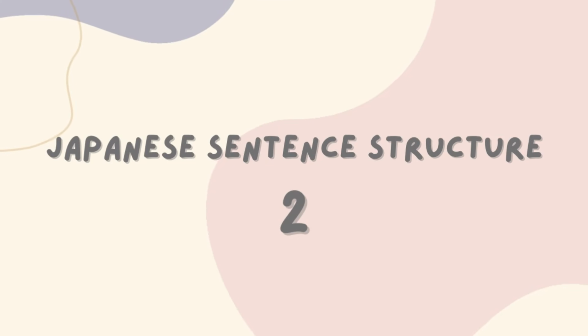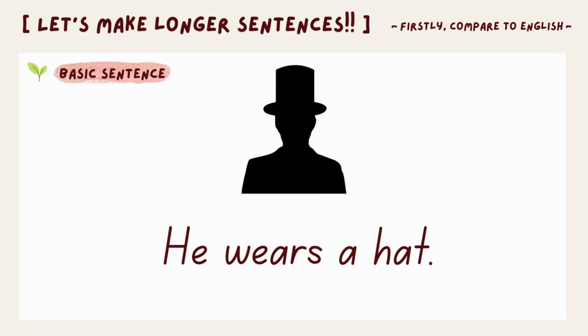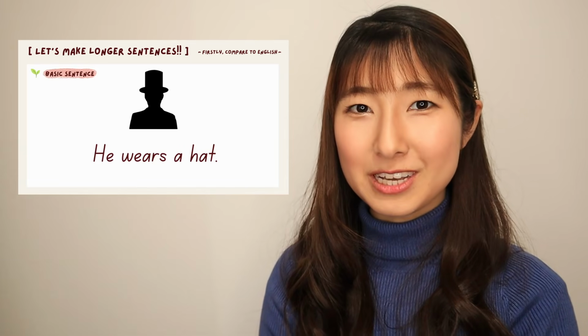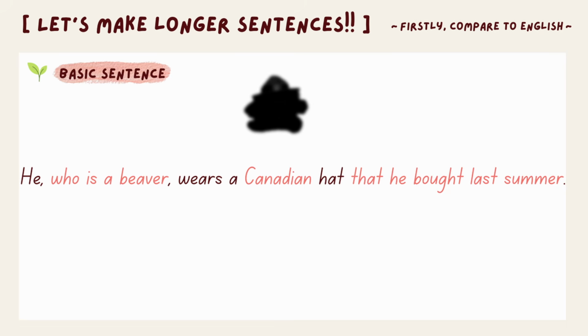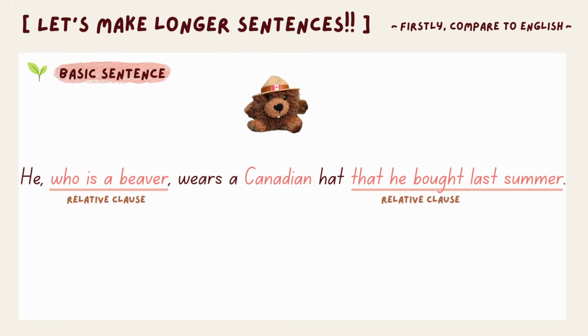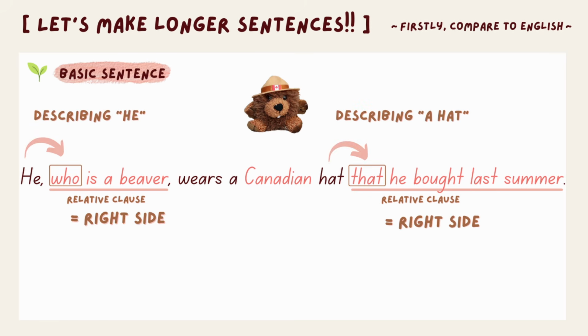Next, let's make the sentences longer. Firstly, let's take a look at the English sentence. He wears a hat. If you want to add more details to this sentence, you can do, for example, he, who is a beaver, wears a Canadian hat that he bought last summer. In English, the details with relative clauses, which are with who and that in this sentence, go to the right side of the one that is described. For adjectives, it goes left side.